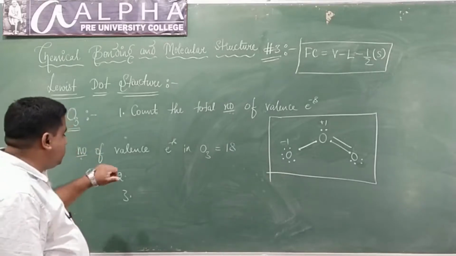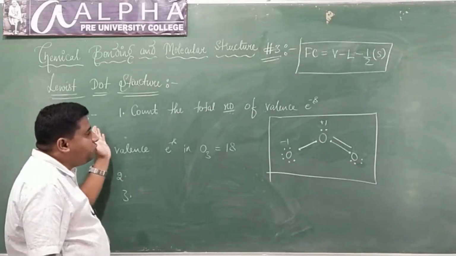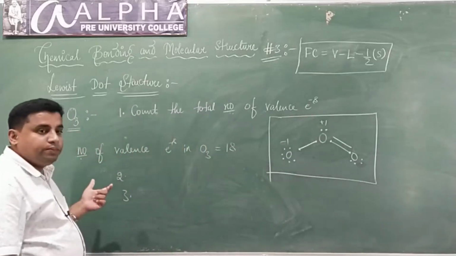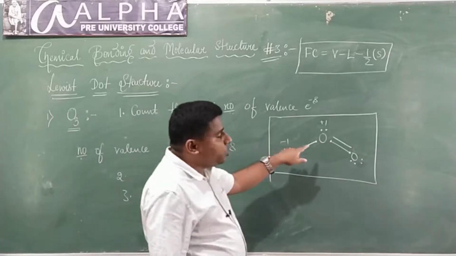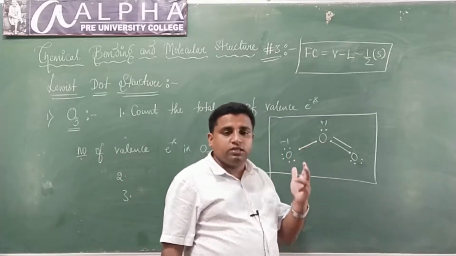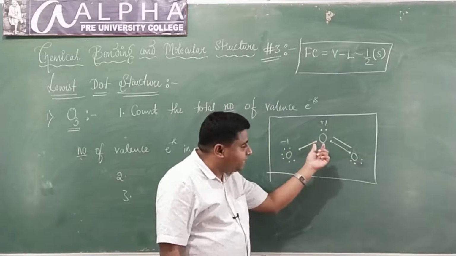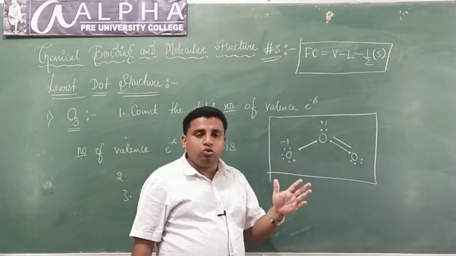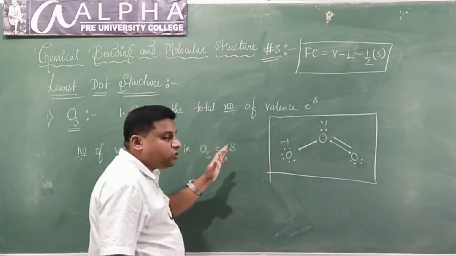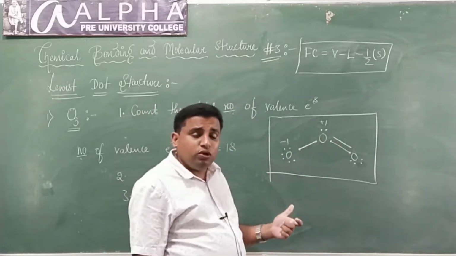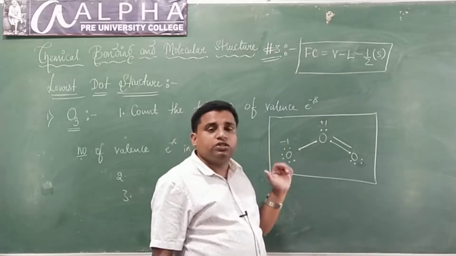Any doubts? The first rule, count the total number of valence electrons. Second rule, write one of the oxygen atoms at the center and the other two oxygen atoms at equal distance. The third rule, join the central atom and the terminal atoms by single bond. Fourth rule, distribute the valence electrons among the central atom and the terminal atoms. Fifth rule, check the octet structure.